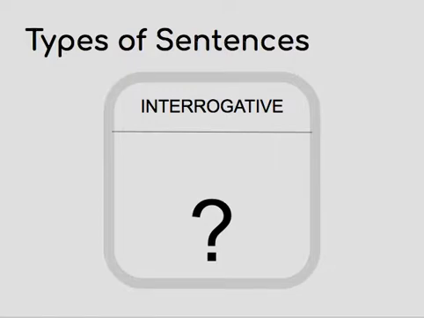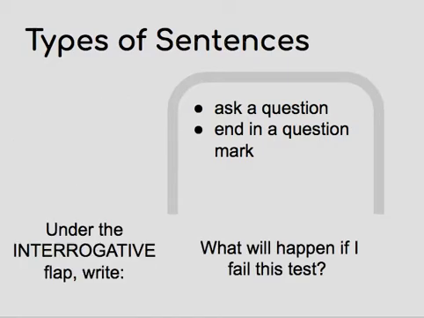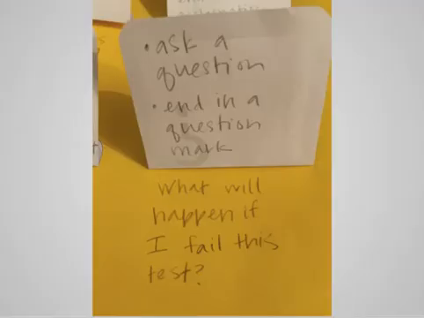Now the interrogative type of sentence, which ends in a question mark. On the back of the interrogative flap, write ask a question, end in a question mark. Under the interrogative flap, write what will happen if I fail this test? Here is what that looks like.